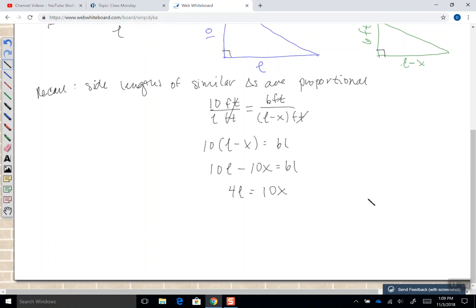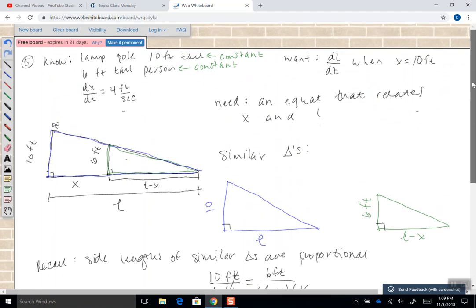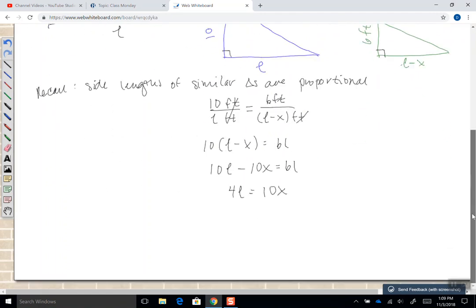So taking the derivative of each side with respect to what it requests, which is t, as we can see at the beginning, I'm going to get 4, that's just a constant multiple, so I can just pull it out in front, 4 times dl dt, the derivative of L with respect to t is dl dt, equals 10 times dx dt. Right, so that's looking good.